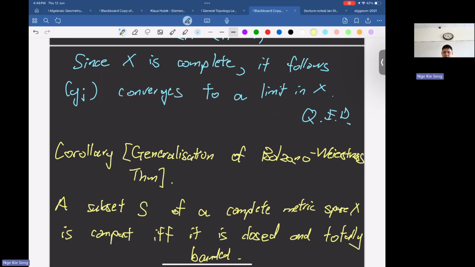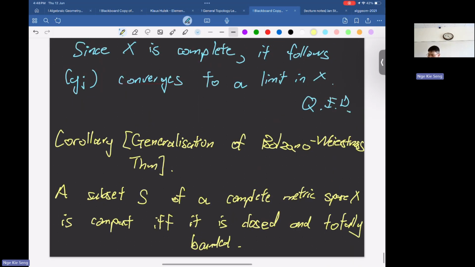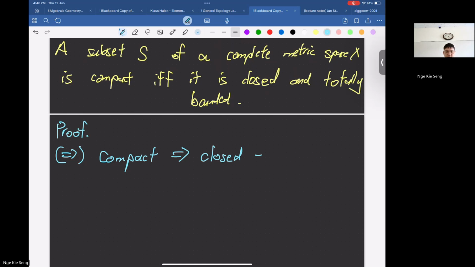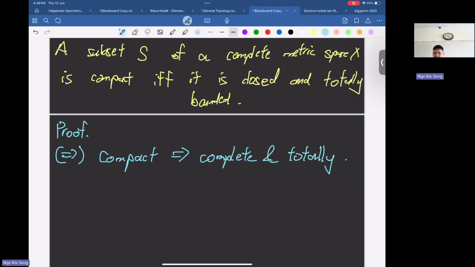So let's write down what we have just proven, let's do this direction. Compact implies closed and totally bounded. Hey, wait, no. Compact implies complete and totally bounded. So we got totally bounded. How to get closed? Still remember how it is closed in a complete space?